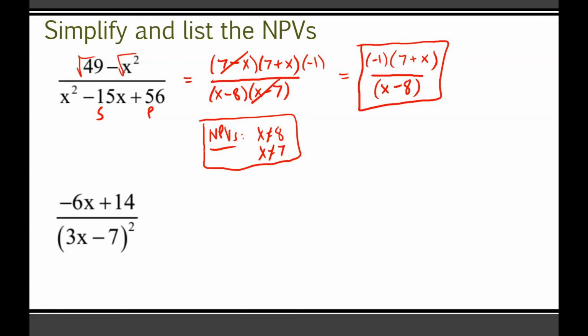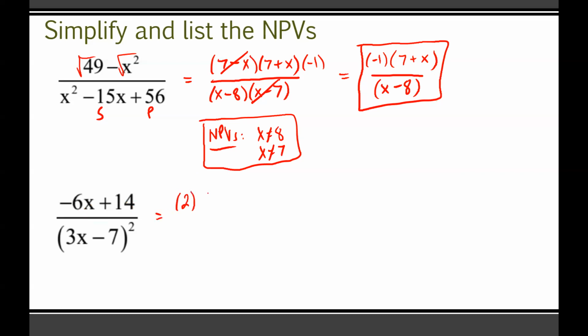Negative 6x plus 14 over (3x minus 7) squared. Interesting. All right, so we need to factor this in order to simplify it. At first glance, you might look at that numerator and go, hey, wait a minute, nothing factors there. Well, let's do the best we can, though. If you look at 6 and 14, a number that comes out of both of those would be 2.